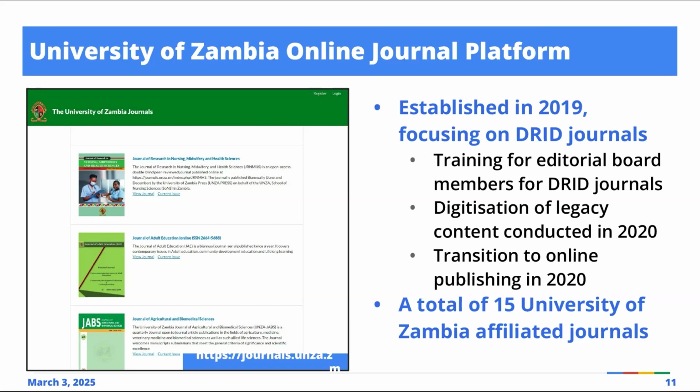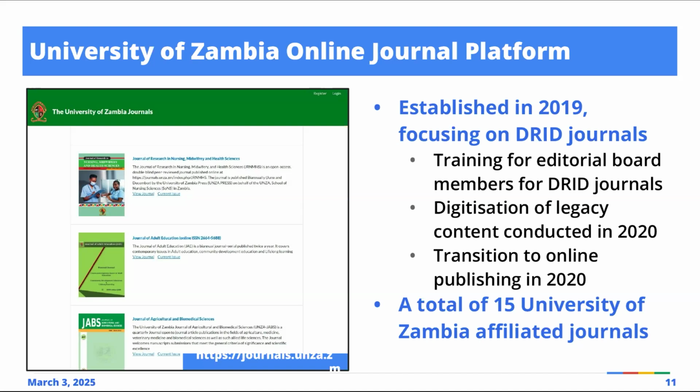However, prior to 2019, all the University of Zambia affiliated journals were print-based. So there was a need identified to set up an online platform that would facilitate the gradual transition from this print-based publication model to an online publication model. In addition, when this project was initiated in 2019, the focus was on 3 journals that are associated with the Directorate of Research, Innovation and Development.